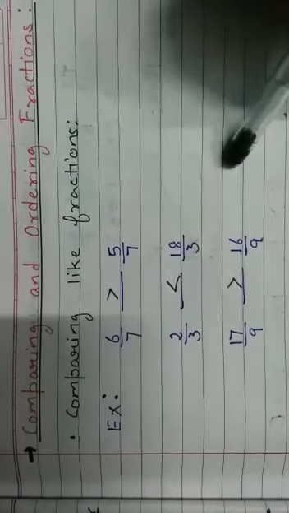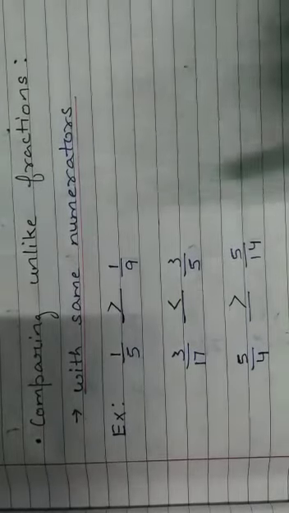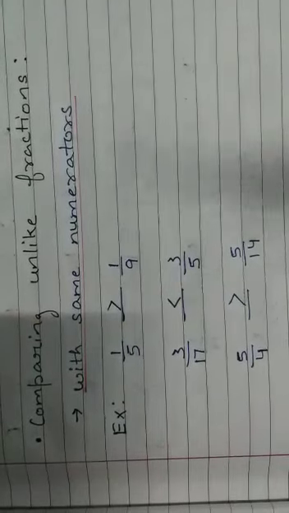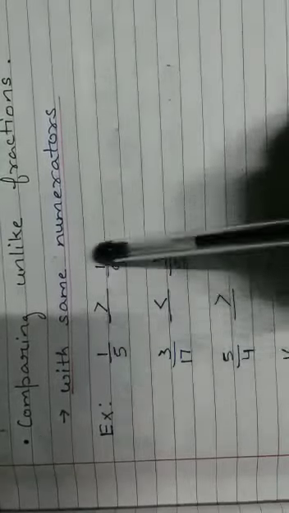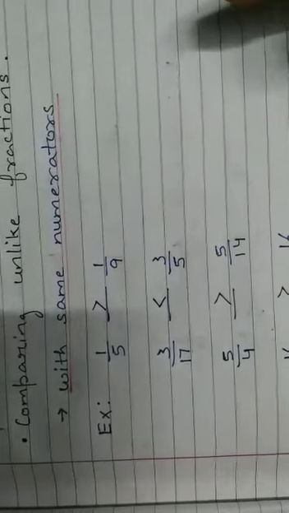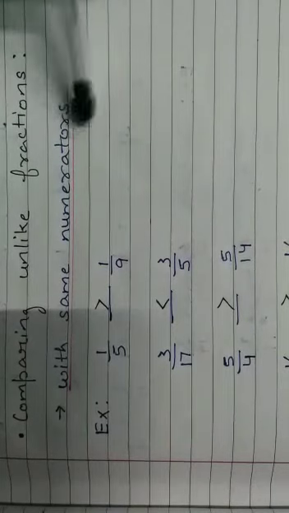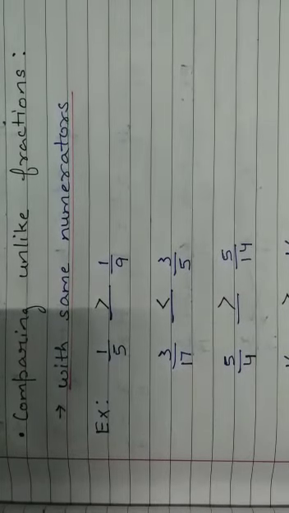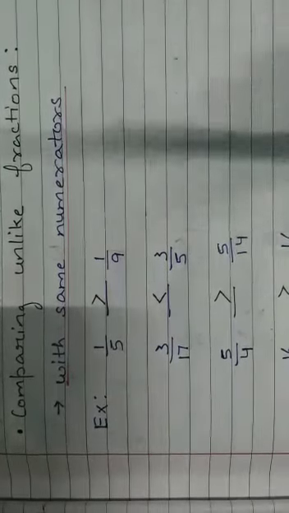Okay. Good. Now let's see how to compare unlike fractions with the same numerator. Here the fractions are unlike. It means they have different denominators, but you can observe that they have the same numerator. Fine. So in case of unlike fractions, we have two cases. First one is with the same numerator and the second one is with different numerators, that we will see later on. Fine. So let's see the unlike fractions with the same numerator.